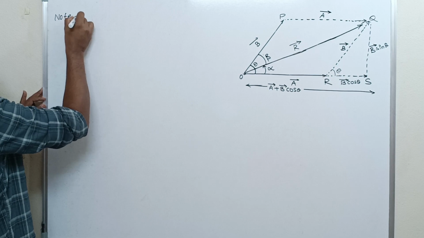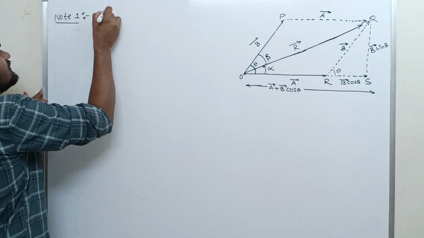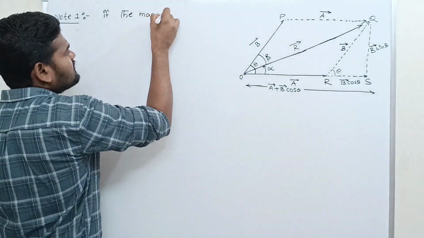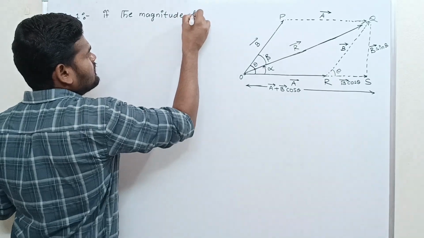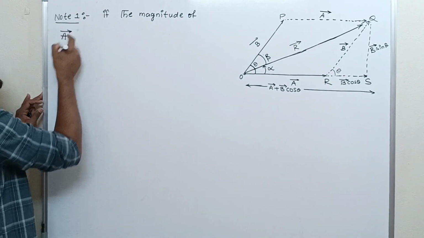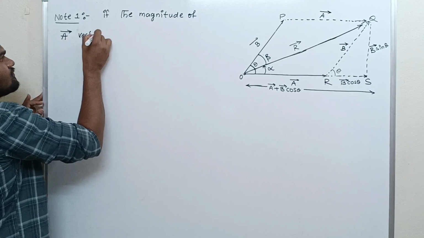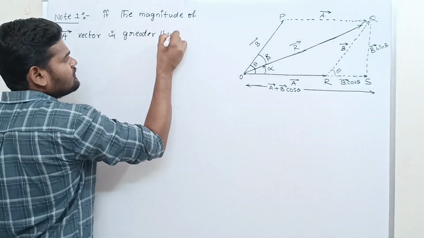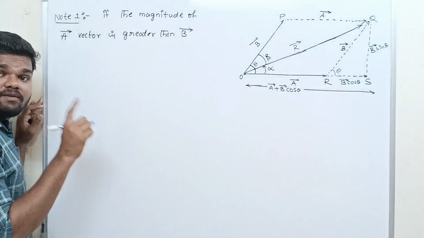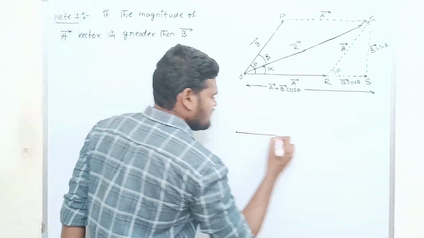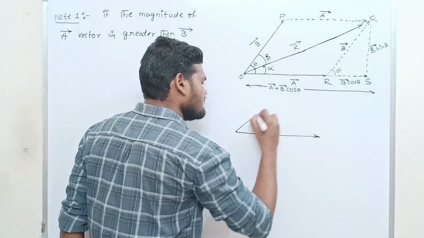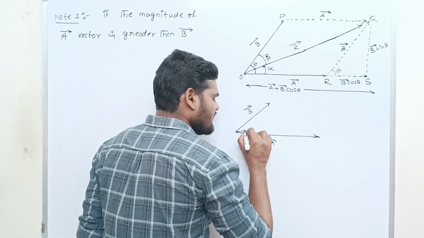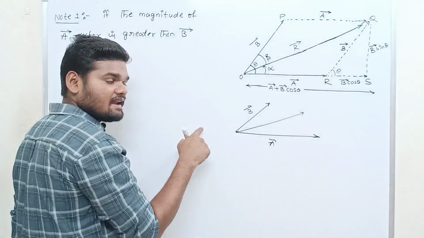Note number 1. If the magnitude of A bar vector is greater than B bar vector, that means the A bar vector is more than the magnitude of B bar vector. Have a look. Now what happened? The resultant of these two vectors is like this. You will get it like this.